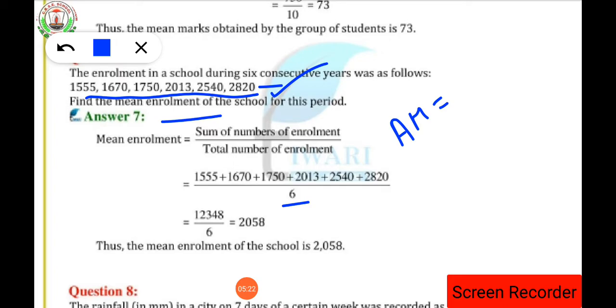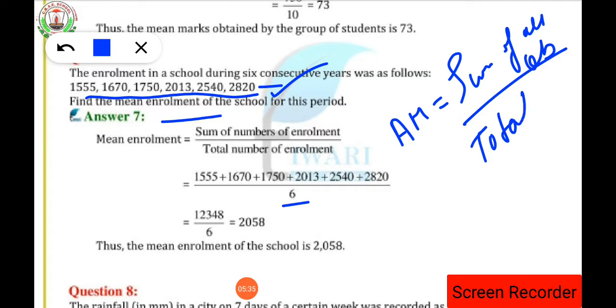The sum of the numbers upon the total number is the same as the sum of all observations upon the total number of observations. Both are the same formula. Then what is the sum of all observations? That is 1550 plus 1670 plus 1750 plus 2013 plus 2540 plus 2820, divided by 6, because here 6 consecutive years are given.